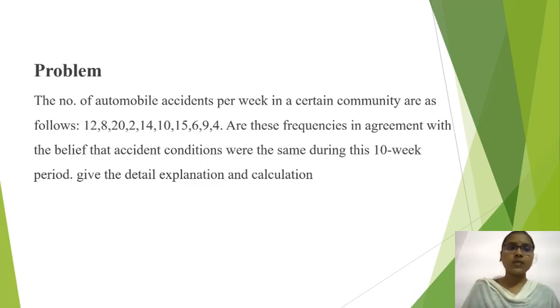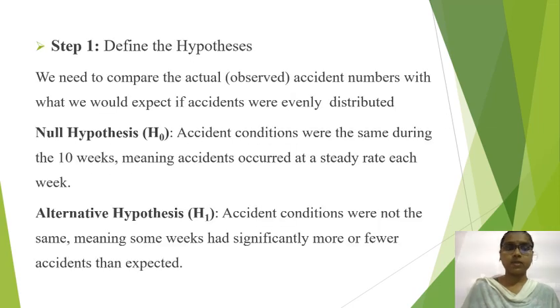Next, we are moving to the steps in the chi-square test in the solution. In step 1, define the hypothesis. We need to compare the actual or observed accident numbers with what we would expect if accidents were evenly distributed. Null hypothesis, we can call it H0 in short: accident conditions were the same during the 10 weeks, meaning accidents occurred at a steady rate each week. Alternative hypothesis, shortly called H1: accident conditions were not the same, meaning some weeks had significantly more or fewer accidents than expected.